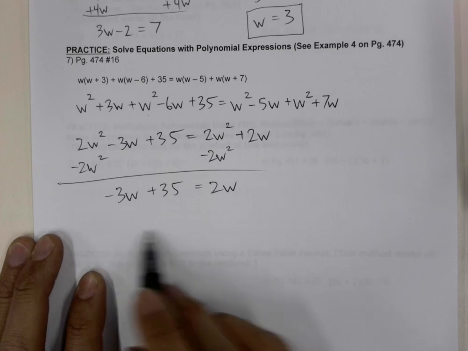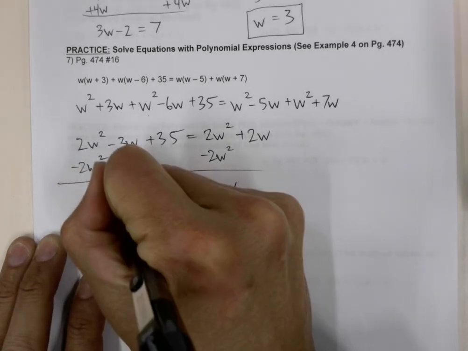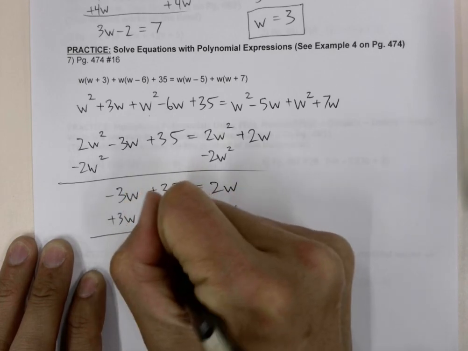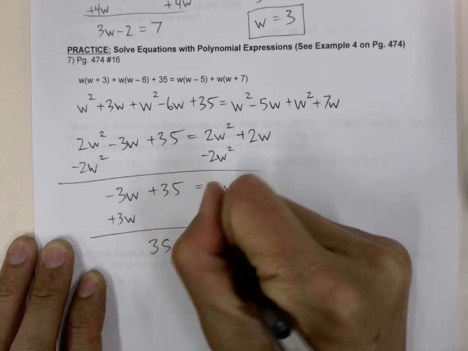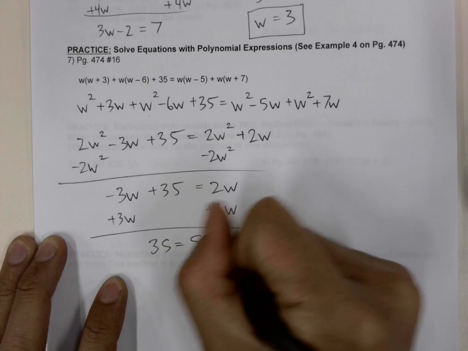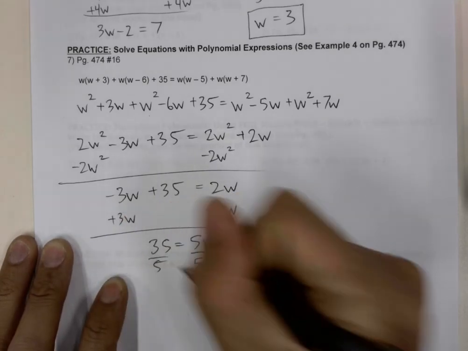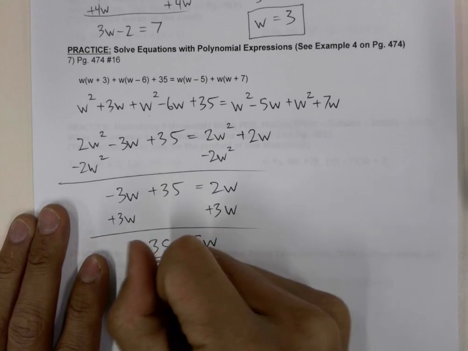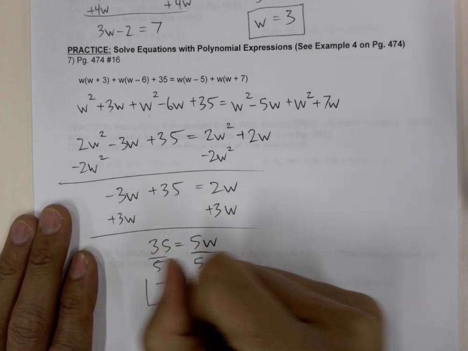Now I'm going to add 3w to both sides. And I'm going to get 35 is equal to 5w. Of course, I'm going to solve for w by dividing both sides by 5. And I am going to get w is equal to 7. And that is my final answer.